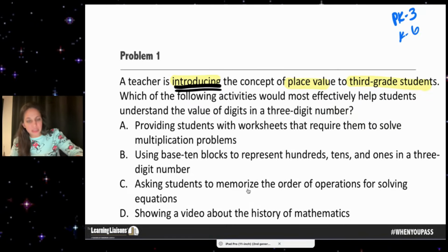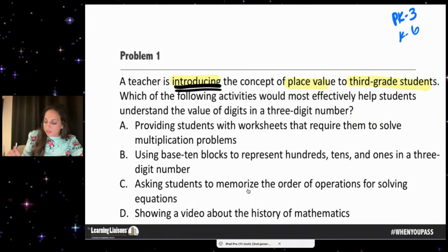Introduction of place value to 3rd grade students. We're not introducing place value to 5th grade students because if we were, we would be looking at decimals and stuff like that. We're not introducing the concept of place value to 1st grade students because if we were, we would be looking at a little bit of a different place value. We are introducing place value to 3rd graders.